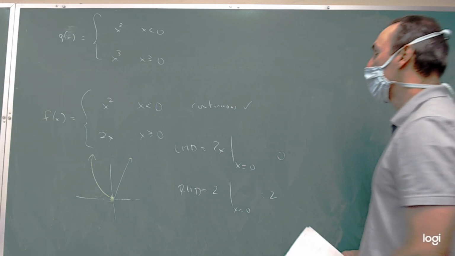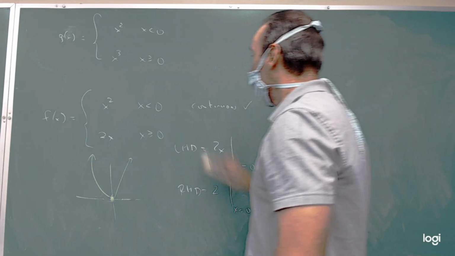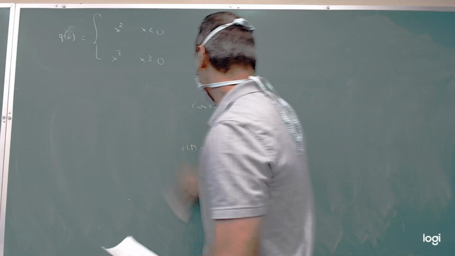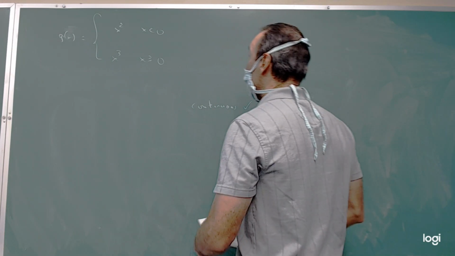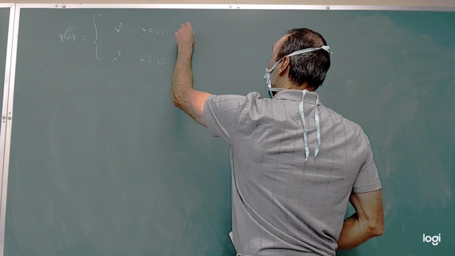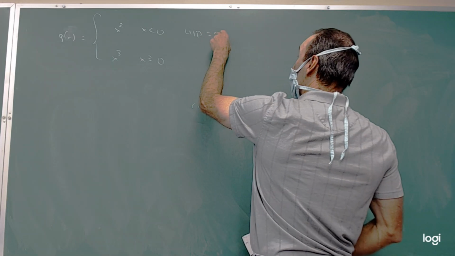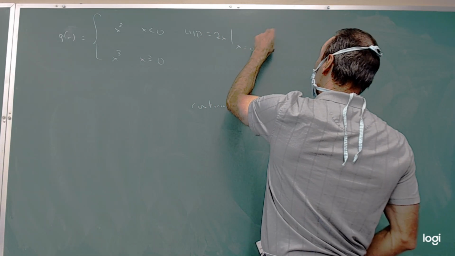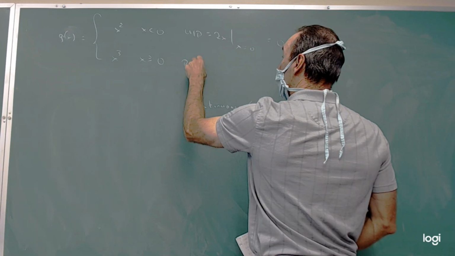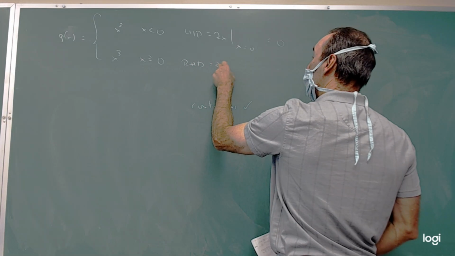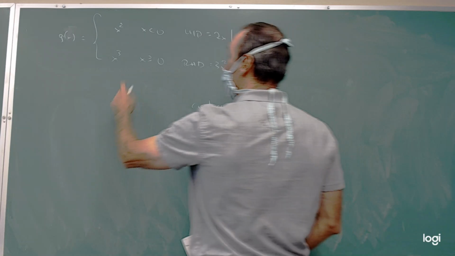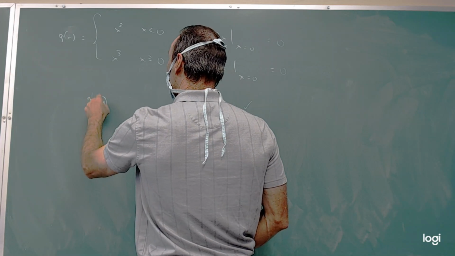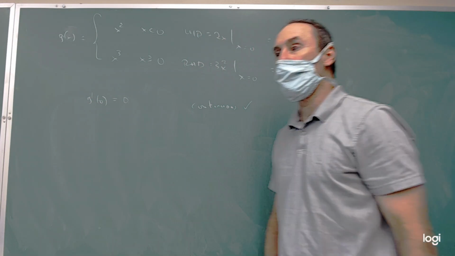So, is it continuous? Yes, it checks that box because you get 0 in both cases. And the left-hand derivative is going to be 2x, so at 0, that's going to be 0. And the right-hand derivative is going to be 3x squared, but at 0, that's also 0. So the derivative, g prime of 0, does exist and is equal to 0.